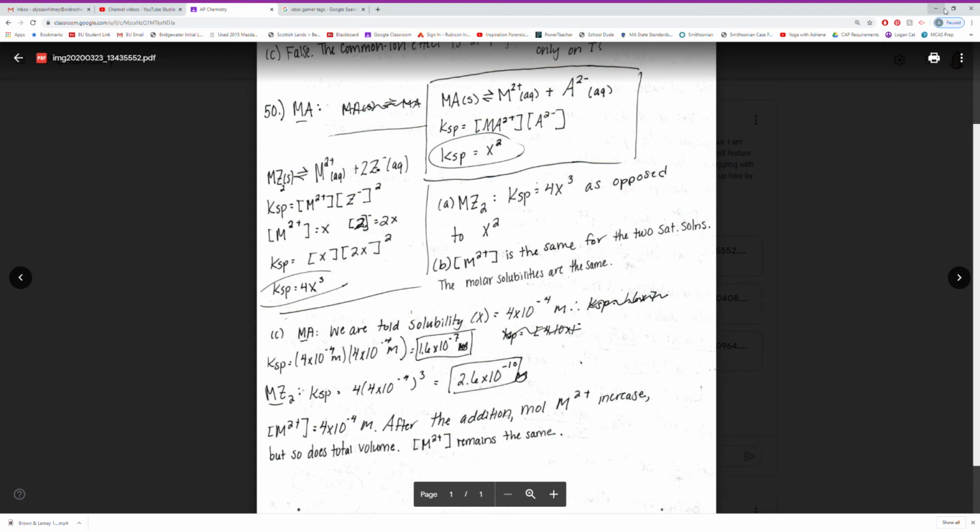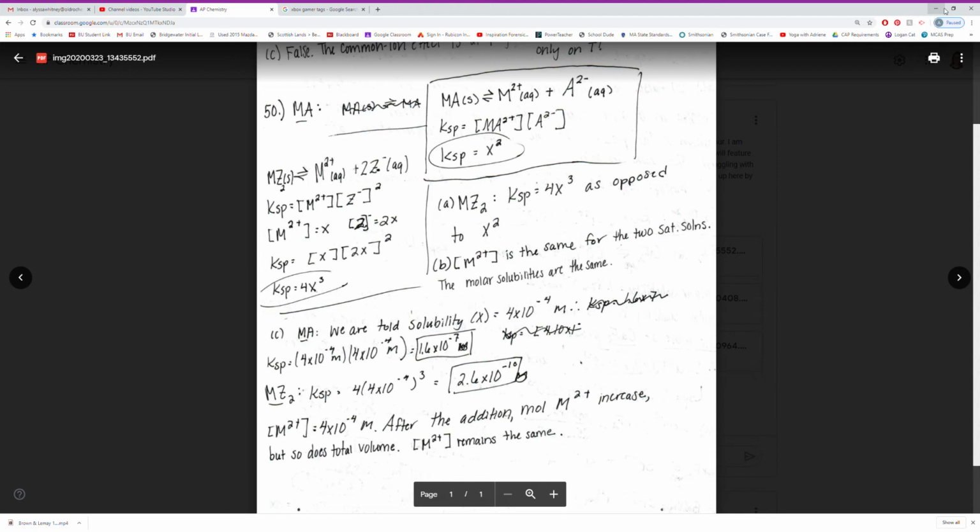So the next question that I had a request for was question 50, so we will dive right in. The question reads: the solubilities of two slightly soluble salts of M2+, MA and MZ2, are the same, 4 times 10 to the negative fourth moles per liter. Part A wants to know which has the larger numerical value for the solubility product constant. Remember that the solubility product constant is just Ksp.